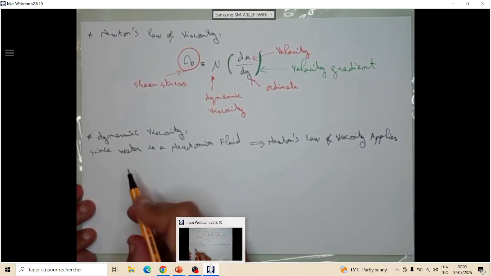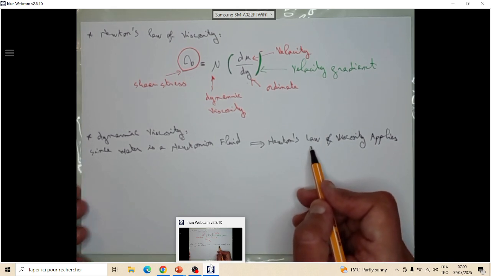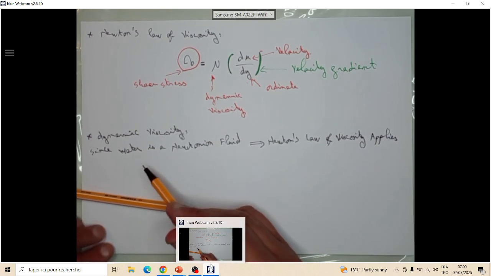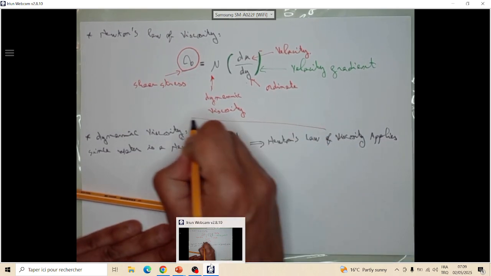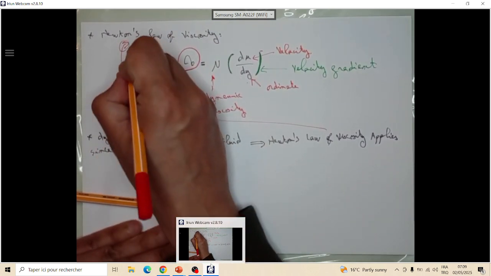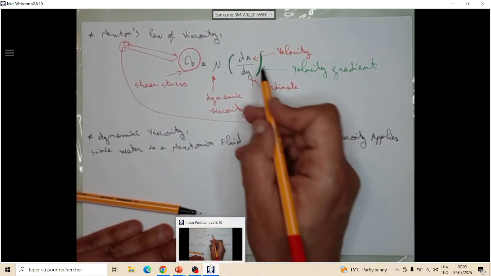Since water is a Newtonian fluid, Newton's law of viscosity applies, so we can directly use this equation that we have used here.